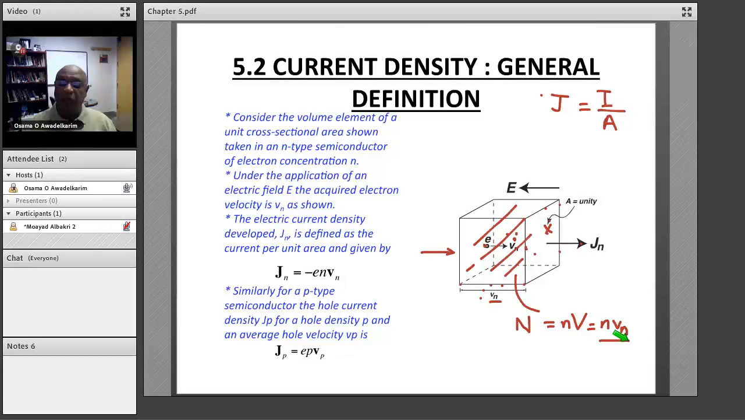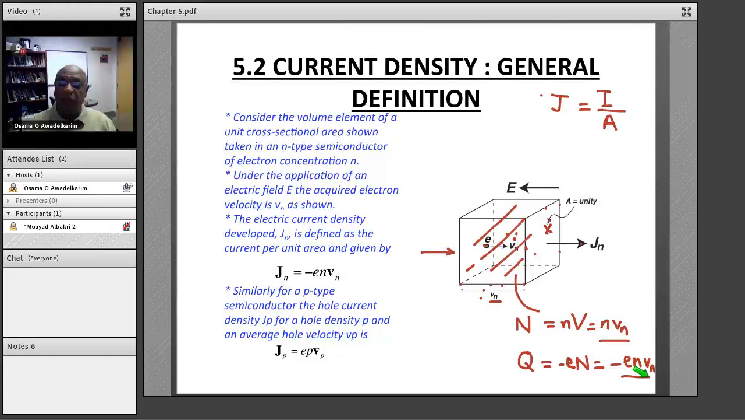We said that all of these electrons will move out of this box in 1 second. So the total charge that will move out in 1 second will be the charge of the electron, which is minus E, times n, which is the total number of electrons in the box. So this will be minus E n times Vn. So the total charge that will move out in 1 second is given by this.